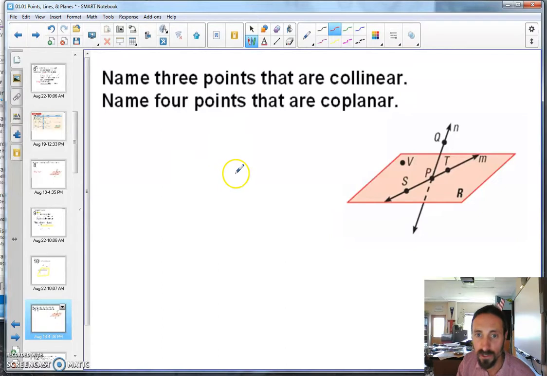All right, let's check your answers. Name 3 points that are collinear. 3 points could be point S, P, and T. Those would be 3 collinear points. 4 points that are coplanar: V, S, P, T. That could work. I could say Q, S, P, T. That would also work. So yeah, 2 different ideas there. Very good.